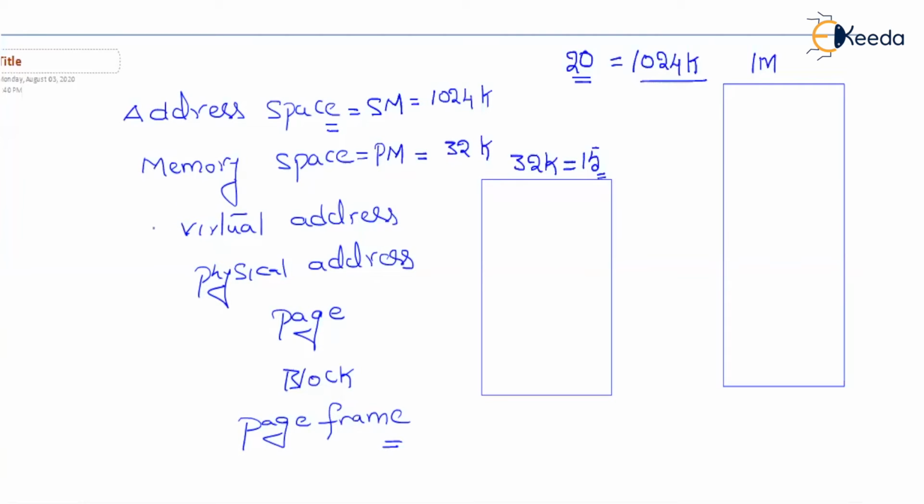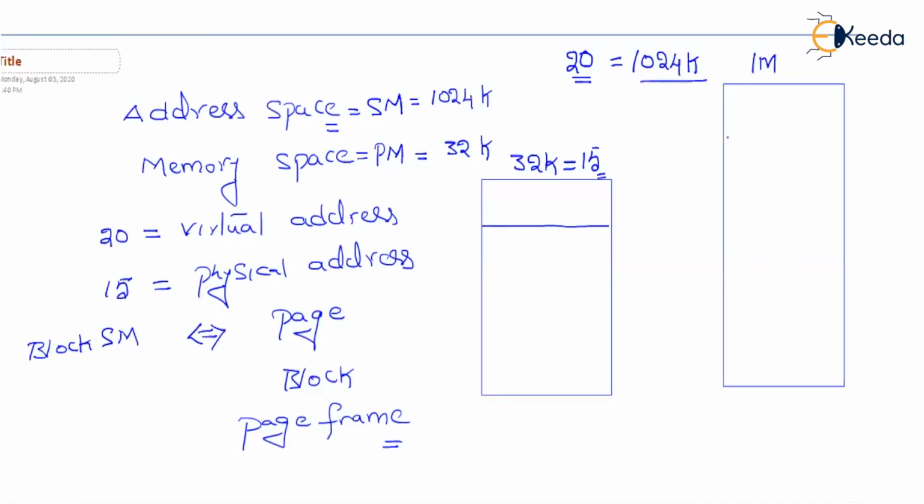Virtual address, I will write it here. Virtual address will be equal to 20 digits because the programmer is going to release 20 digits. But the physical address is just 15 digits. Okay. Page is a partition in the secondary memory. A block in the secondary memory is called a page. A block, you know, is in the main memory.